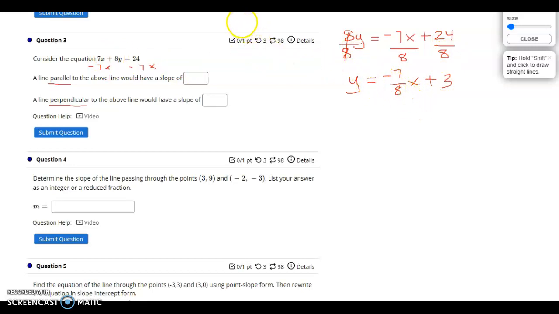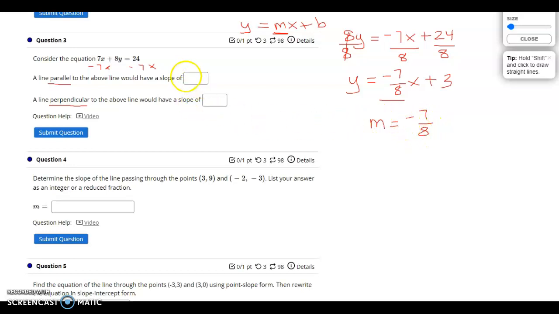Now the reason I'm doing that is because I know if I have y equals mx plus b, if it's in that form, if it's solved for y, I can just look at the number in front of x to find the slope. So in this case, what would the slope be? Well, it would be negative 7/8. So m equals negative 7/8.